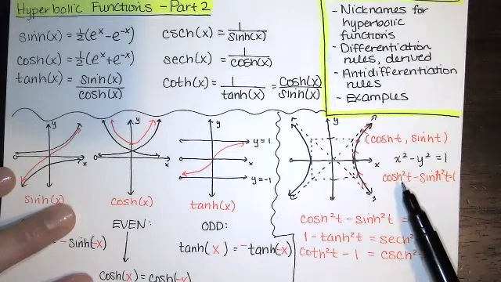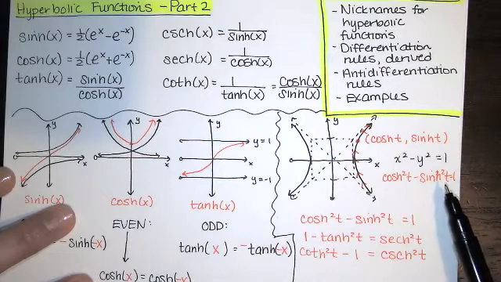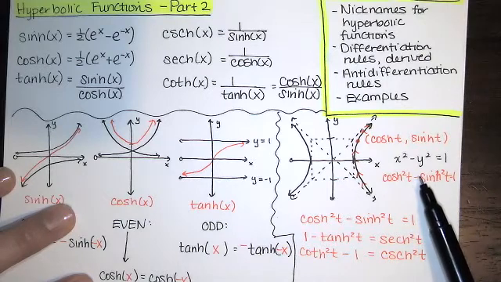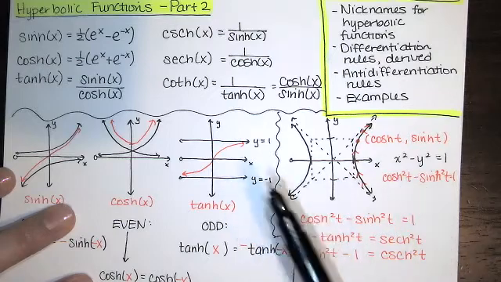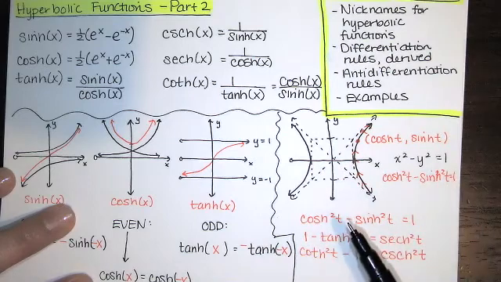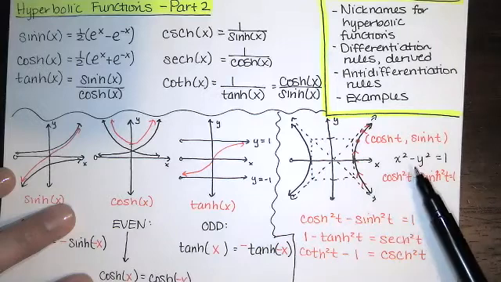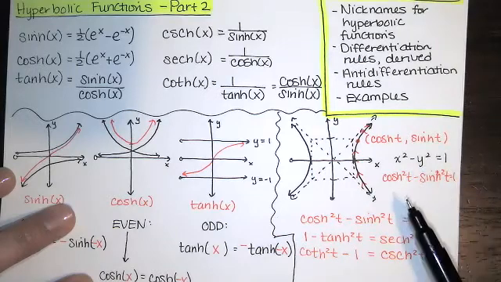Now, if you try to remember this by comparing it to your trig identities, you're going to have problems because your trig identities often have the wrong signs. It's because the trig identities are based on a circle, x squared plus y squared equals 1. The hyperbolic identities are based on a hyperbola, x squared minus y squared equals 1.